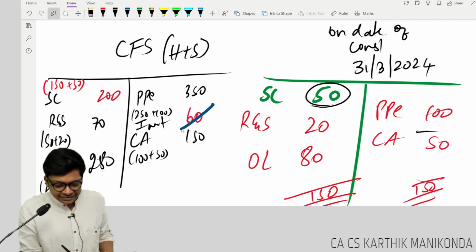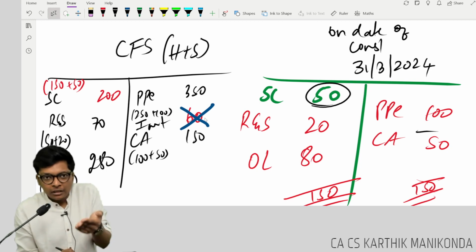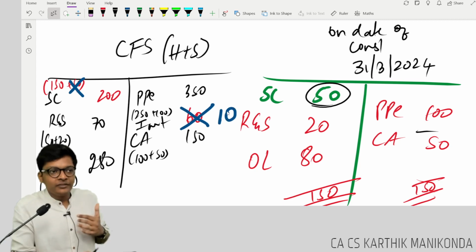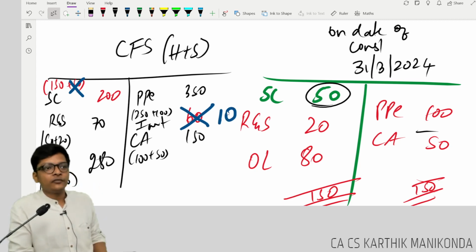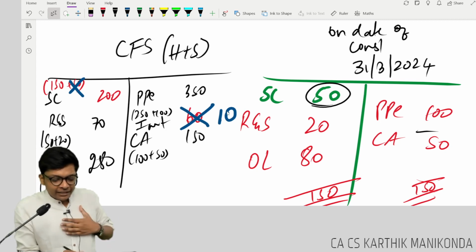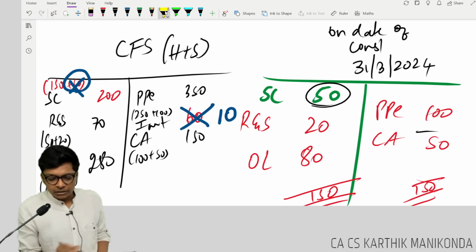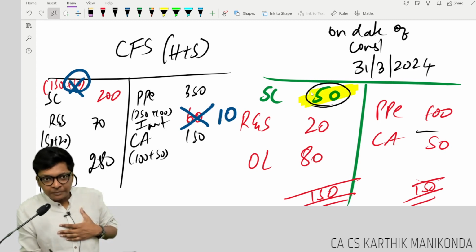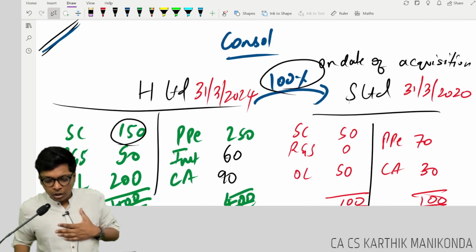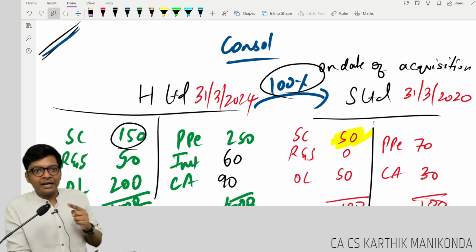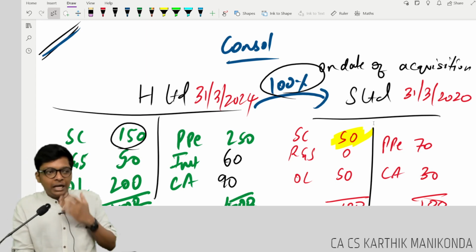I will cancel this 60, what I paid. For this I got only this company's share capital of 50. Still there's a difference of 10, which is goodwill. Are you following, guys? Understanding of this comparison of 60 with 50 that you are doing? Which 50 is it? This 50 on 31st March 2024 or this 50 on 31st March 2020? 31st March 2020. Are you following, guys?